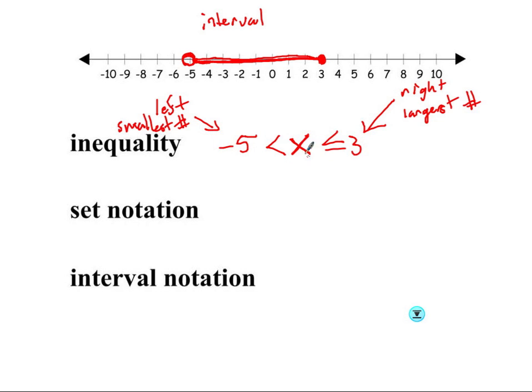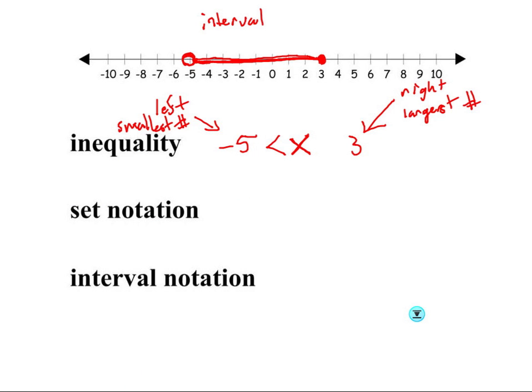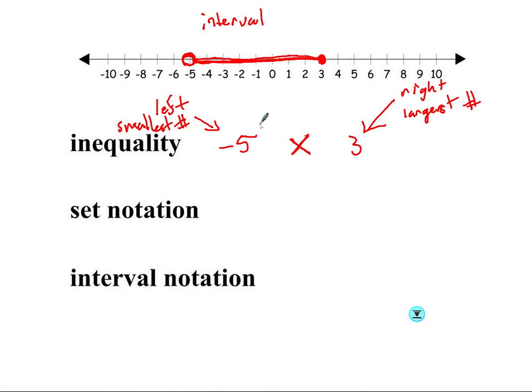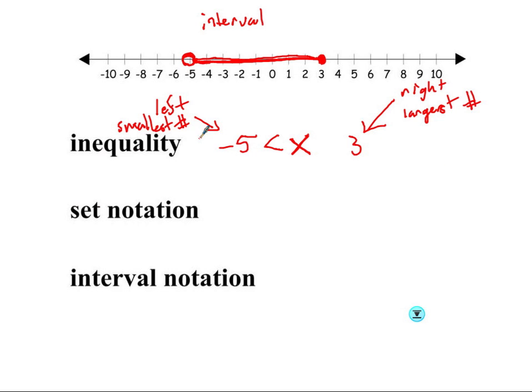Now, you may be asking, well, why didn't I use greater than or equal to instead of using less than? Well, the reason I use less than is because this is an open circle, so I can't have equals to because of our chart here. Open circle, you always have to use either less than or greater than.